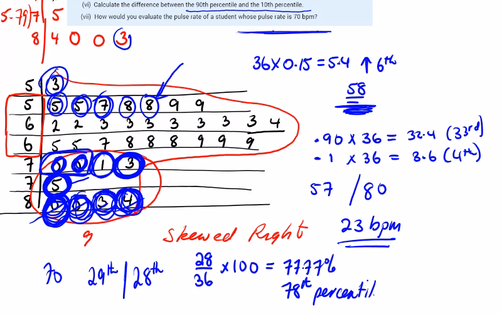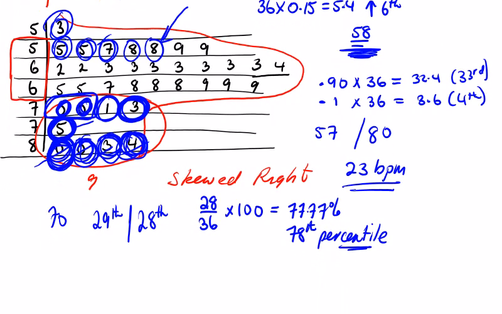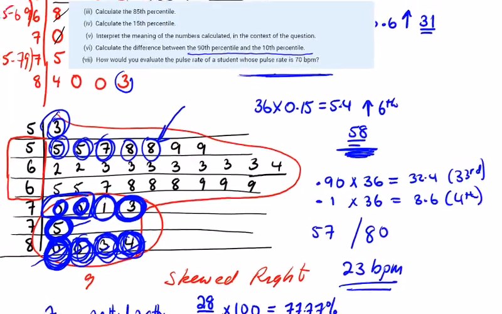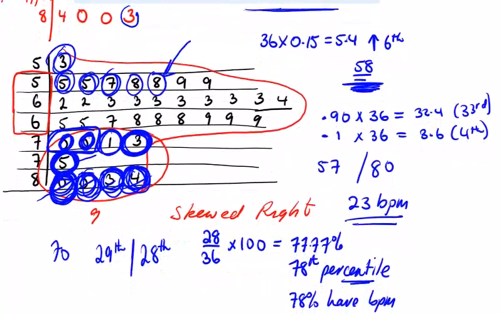for a value of 70, we can say that 78% of the group have a BPM lower than 70. And that's the end, I think, of this one. That's the end of this question.